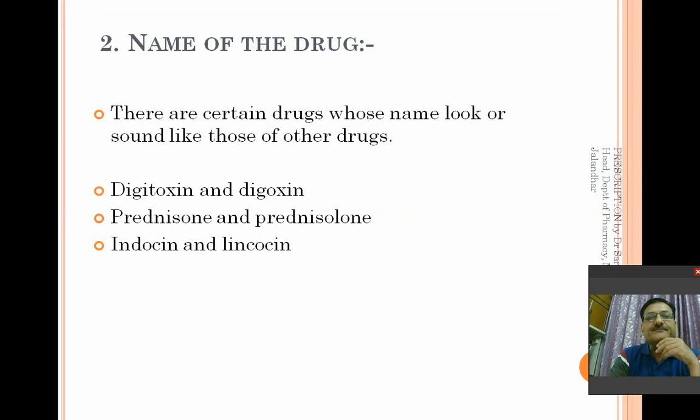Second error can be the name of the drug. There are certain drugs whose names look or sound like those of other drugs. For example, digitoxin and digoxin, they are almost similar. Then prednisone and prednisolone, indocin and lincocin, they seem to be similar, but they are different and their doses are different. So in that case, if it is not clearly mentioned by the doctor, then it must be clarified before dispensing to the patient.